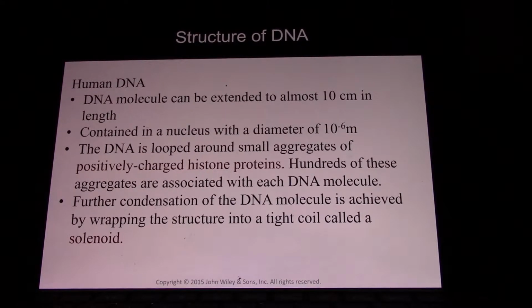Human DNA is a molecule that can be extended almost 10 centimeters in length. But it's contained in a nucleus with a diameter of 10 to the negative 6 meters, a micrometer. The DNA is looped around small aggregates of positively charged histone proteins. Histones will become really important in epigenetics because a histone protein has a tag. It's a lysine, a moiety from an amino acid. And if you methylate it, that nitrogen will become positively charged. It'll bind the negatively charged DNA, and then that is not unwrappable. It's not open-upable, and so that DNA is turned off.